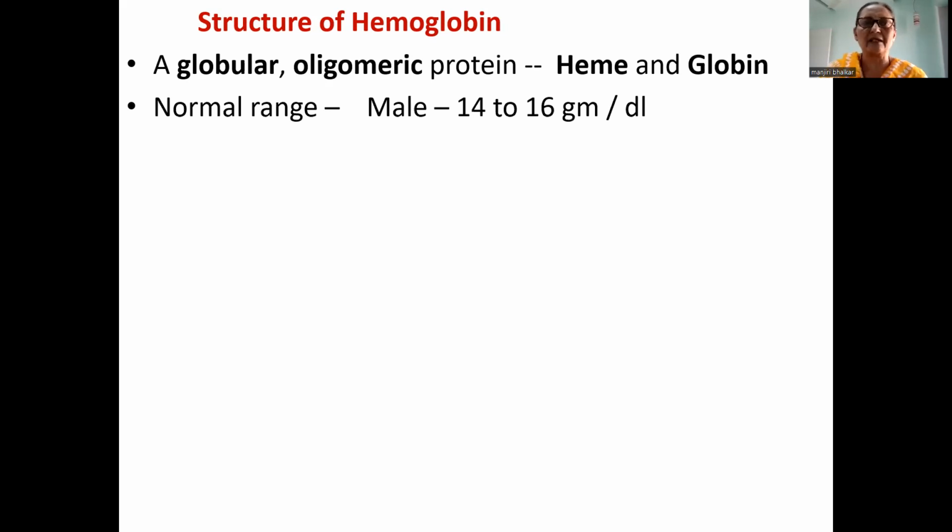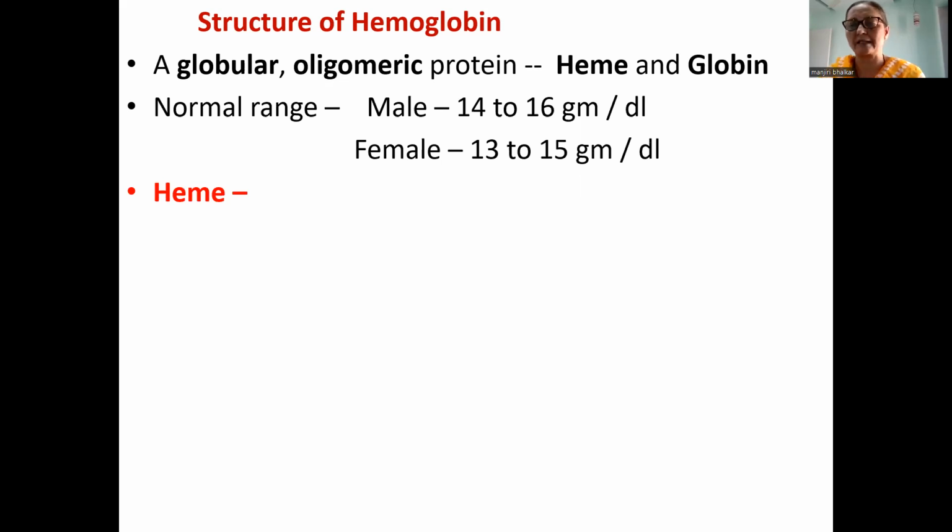All of you must be aware that the normal range for hemoglobin in male is about 14 to 16 grams per 100 ml of blood, and in female it is a little less, which is 13 to 15 grams in 100 ml of blood. So let us see this very important globular oligomeric protein present in our blood in such a high concentration. It is essential to know its structure.